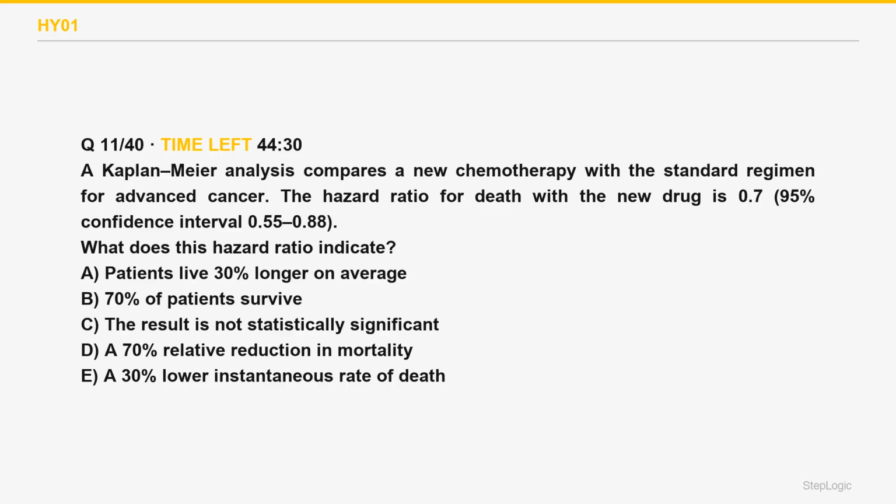What does this hazard ratio indicate? A Kaplan-Meier analysis compares a new chemotherapy with the standard regimen for advanced cancer. The hazard ratio for death with the new drug is 0.7, 95% confidence interval 0.55 to 0.88. Read the command, interpret the hazard ratio of 0.7. It compares the instantaneous rate of the event between groups over follow-up.